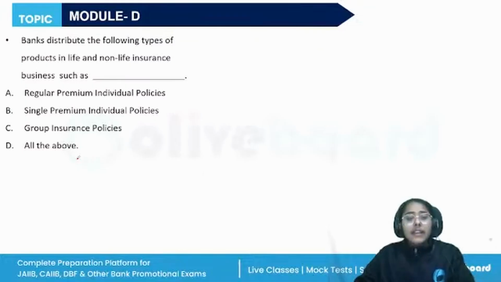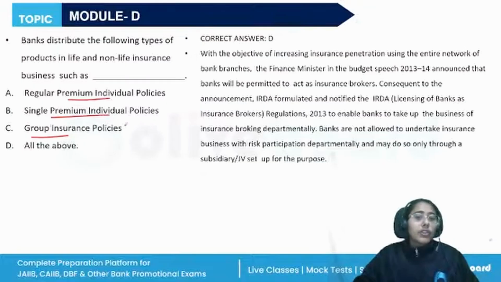But here the correct answer is that the banks distribute regular premium individual policies, single premium individual policies, as well as the group insurance policy, right? So banks have been allowed to distribute the non-life and life insurance business. The finance minister, in the budget speech of 2013-14, announced that the banks will be permitted to act as insurance brokers.